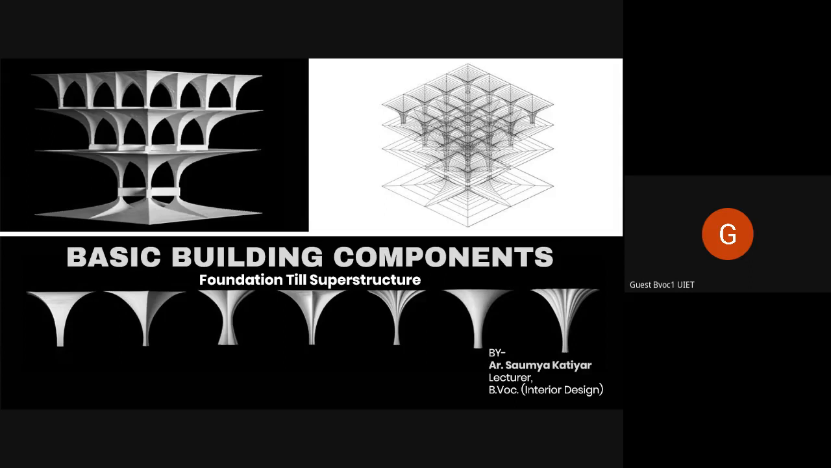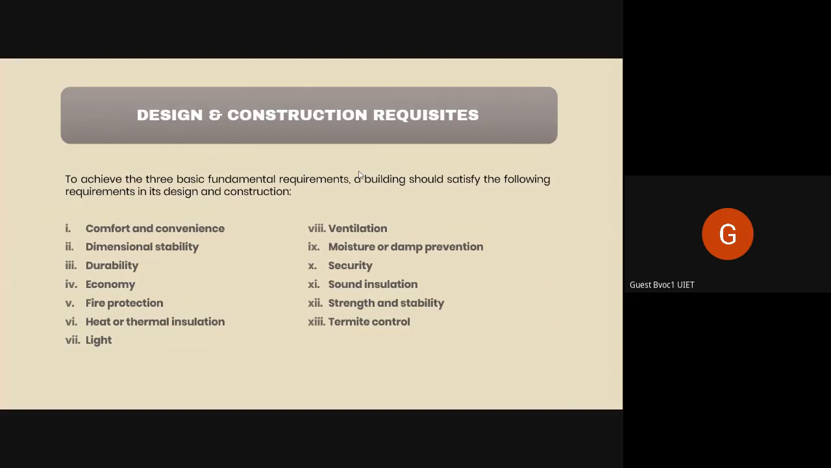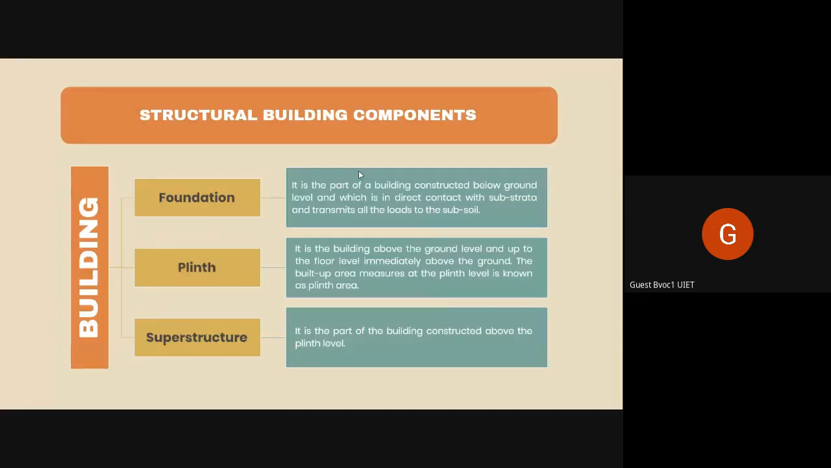In today's lecture, we are going to continue the previous topic of basic building components. And in the last lecture, we had discussed the basic functional requirements of a building, the design and construction requirements like comfort, sound insulation, security, economy in detail. And today we are going to start with the actual building components.